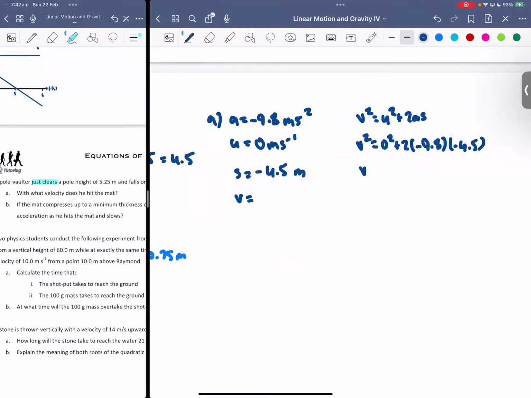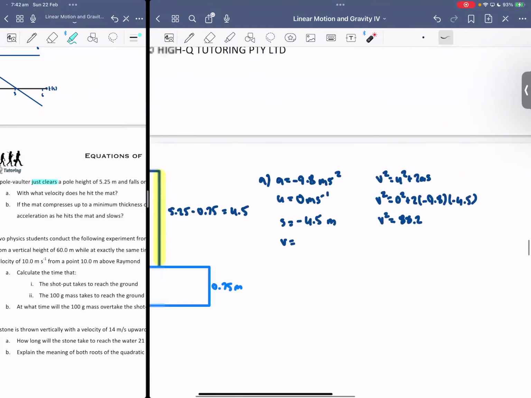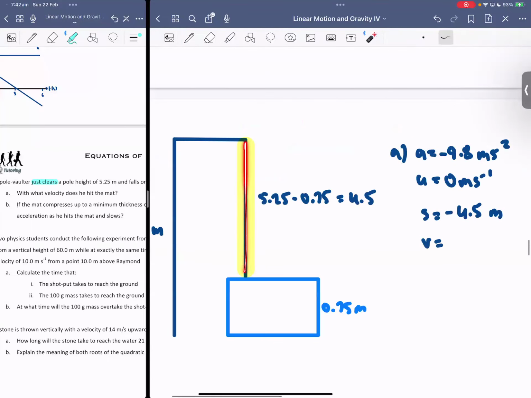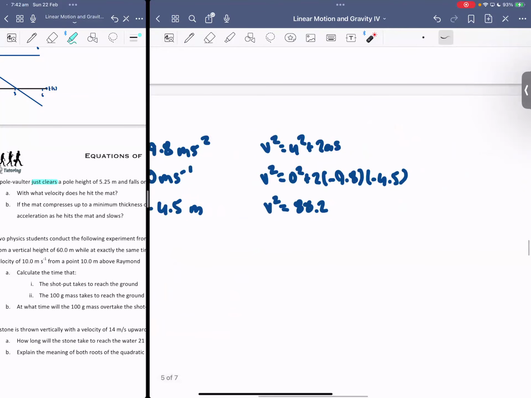Can I get what v squared is before you square root it? How much is it? 88.2. Positive though, right? Because it's 2 times negative 9.8 times negative 4.5, because it's on the way down. I hope everyone agrees s is negative.